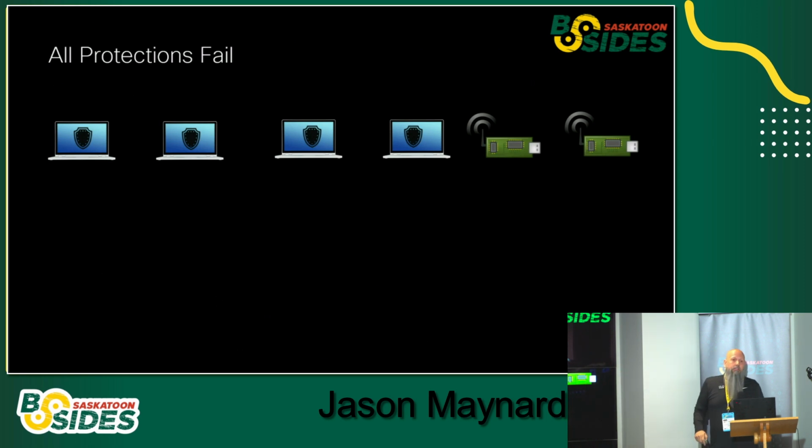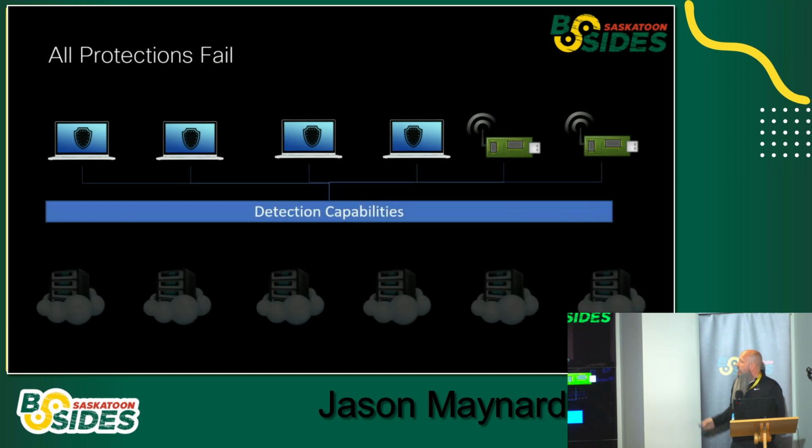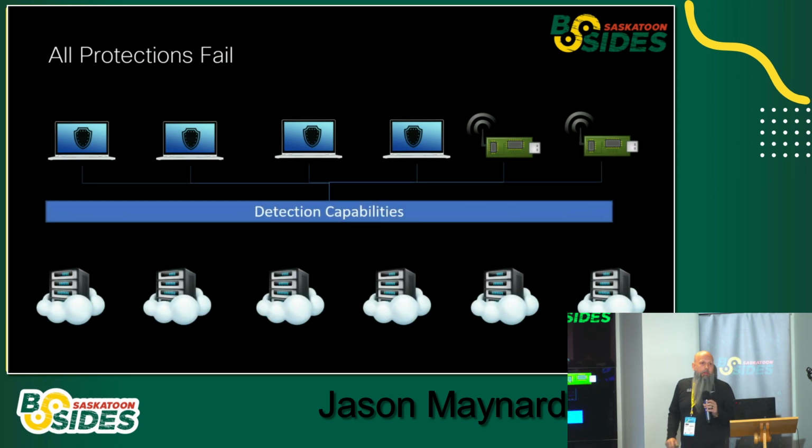But you also have other devices on the network that you can't install an agent on. Try to install an agent on a thermostat, right? You can't. It's smart, supposedly, but you can't put any control on it. So it sits on the network. It's open. It's available. And if you're lucky, you might have some detection capabilities on the network.